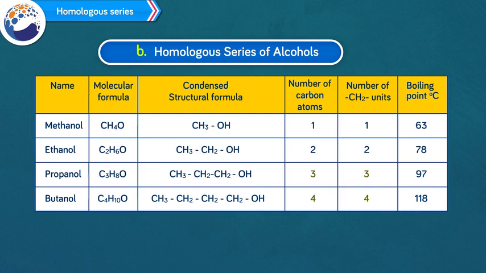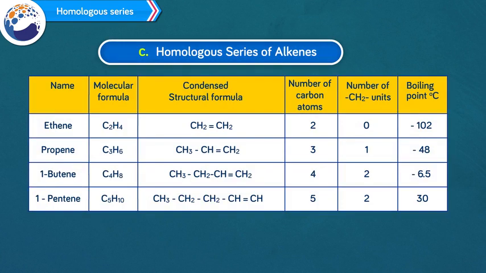Propanol, molecular formula C3H8O, structural formula CH3CH2CH2OH. Number of carbon atoms 3, number of CH2 units 3. Boiling point is 97. Similarly, butanol with molecular formula C4H10O has 4 carbon atoms. Number of CH2 units 4. Boiling point is 118.